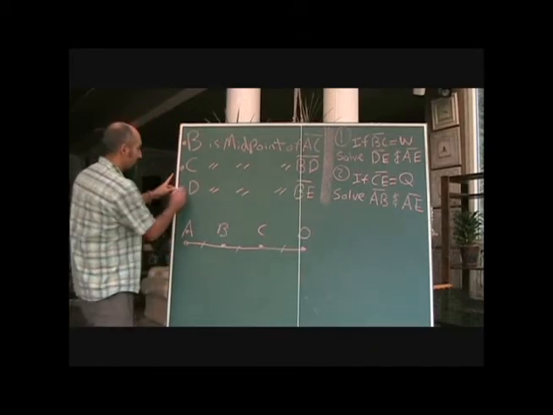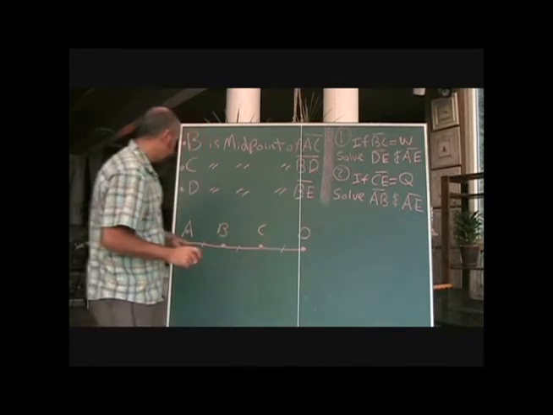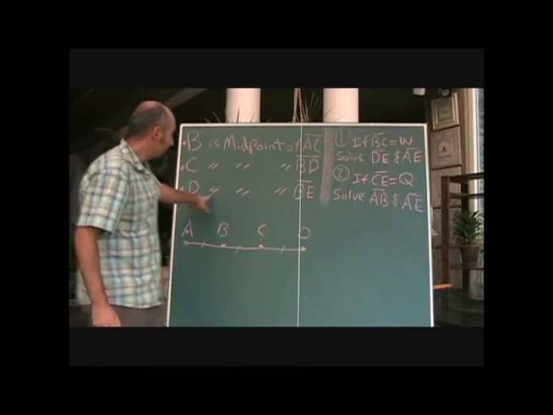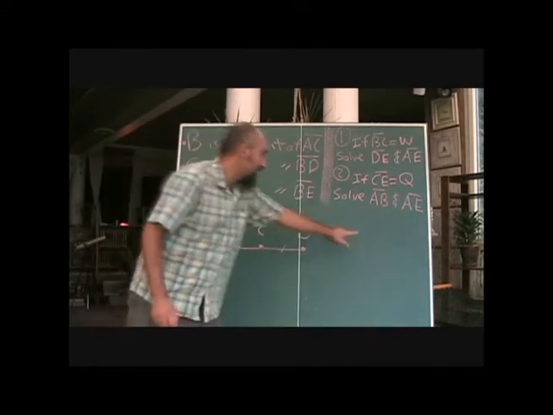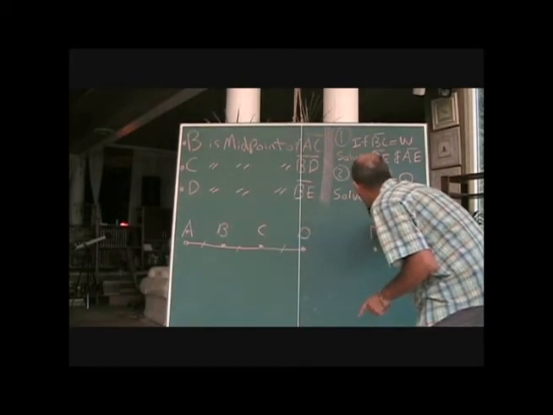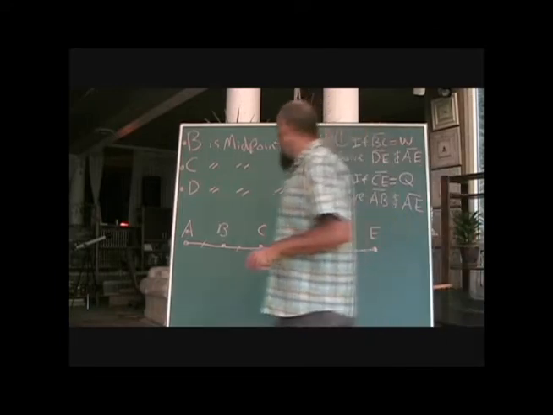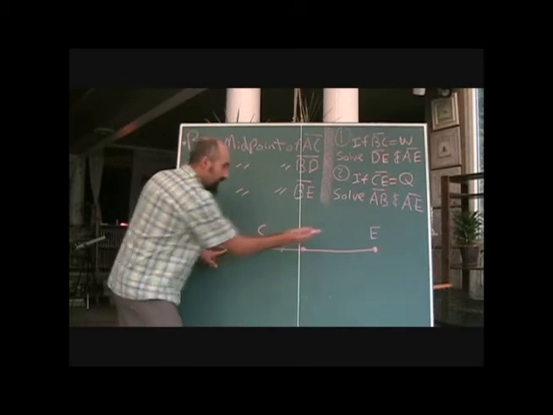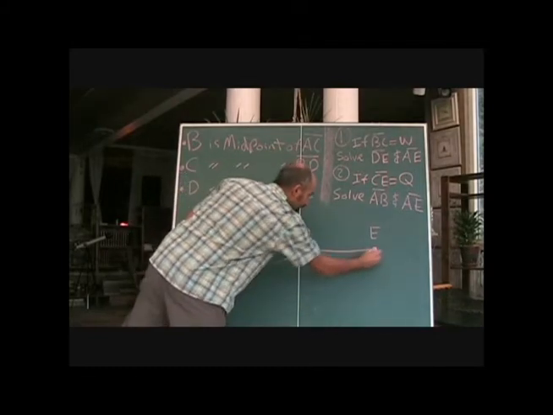Let's go to the third sentence. D is the midpoint of BE. Now, we don't have an E. We just have to put it in, and we've got to make sure we put it in the right place. D is the midpoint of BE. So we're going to approximately put it where it should be. So we've got our problem laid out. Now, if D is the midpoint of BE, then this segment equals this one.